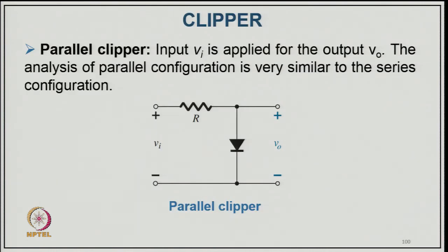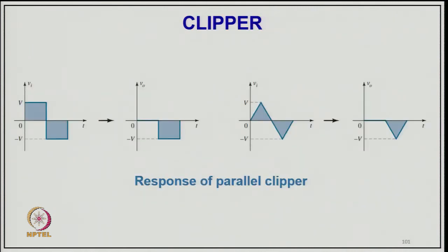So, there is another circuit called the parallel clipper. The input voltage Vi is applied to the output Vo, and the analysis of the parallel configuration is very similar to the series configuration. So, here we have the input supply, a resistance and a diode, and the output will be there when the diode is not conducting. So, this will be the input wave; if it is a square wave, the output will be only the negative half cycle, because during that time the diode will not conduct, while in the positive half cycle the diode will conduct. So, you will have 0 voltage in the output because of only the small drop of diode conduction.